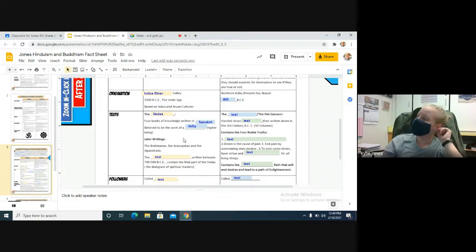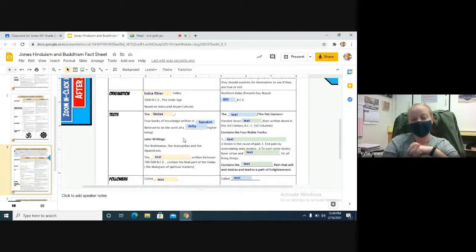Okay. So those are the early writings, the Vedas, and then they have some later writings as well, where they wrote things later, past the time of the origination. So it says the Brahmins, oh boy, okay, I'm not going to say these right. Aranyakas and the Upanishads. Sounds right-ish. It's probably not right, but I tried. And then it says the blank.